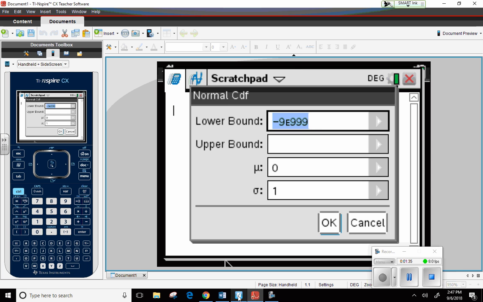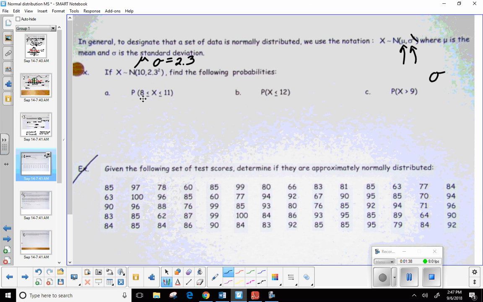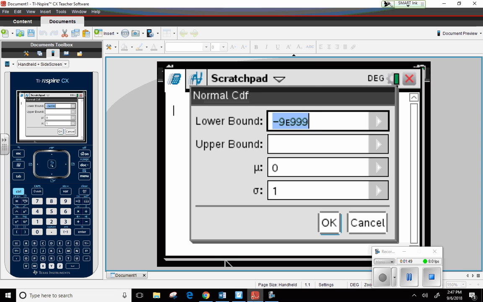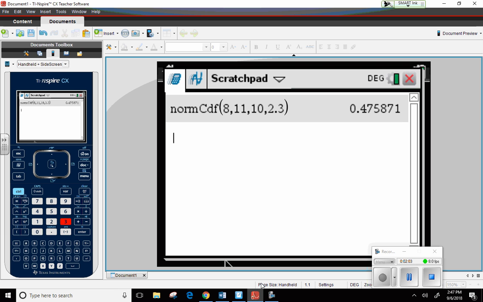Now, if we're looking at our value here, we want the probability of it occurring between 8 and 11. And you'll notice here we have both a lower and an upper. So I'm going to go ahead and put both of those in. So we want this between 8 and 11. My mean was 10, and the standard deviation was 2.3. So I click OK, and I'd say we're about 47.6% probability of choosing a value between that.